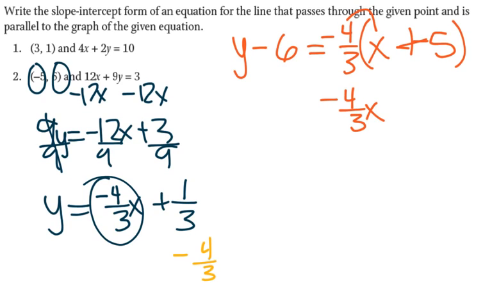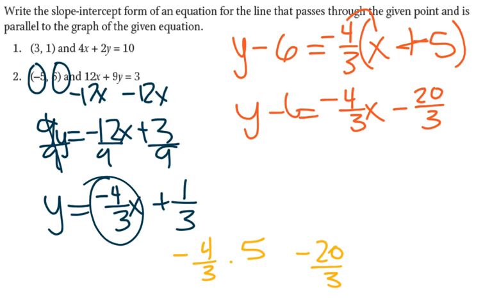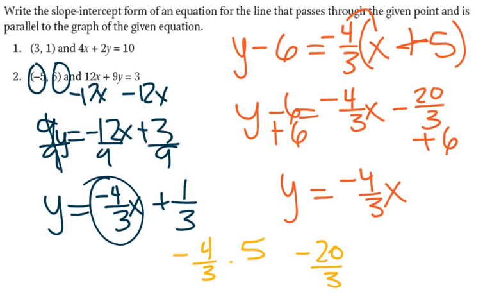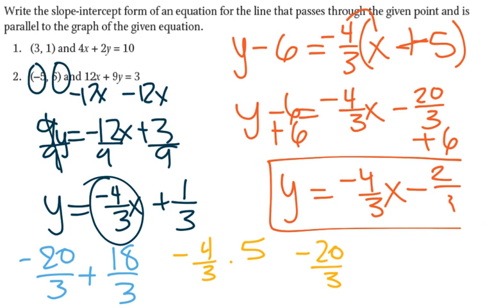Negative 4/3 times 5 would give us negative 20/3. So minus 20/3 equals y minus 6. We add 6 to both sides. So I get y equals negative 4/3 x, and now we have negative 20 over 3 plus 6. Well, I want to say 6 would be what over 3? It ends up being 18, because 18 divided by 3 is 6. So negative 20 plus 18 would be negative 2, so we'd get minus 2/3, and that would be our parallel line. And that's number 3.